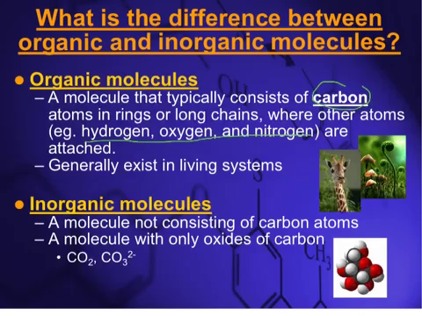And these organic compounds are usually found in living things. So things such as glucose would be a type of organic molecule. Amino acids and proteins are also organic molecules, as well as fats.